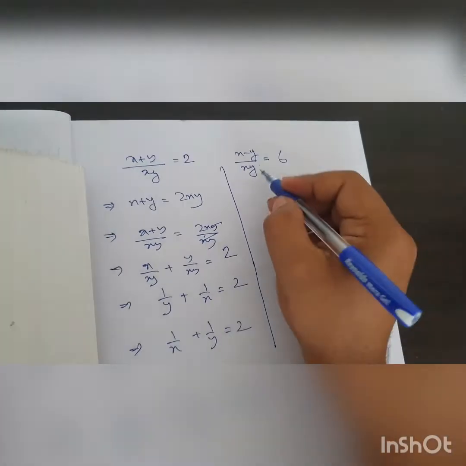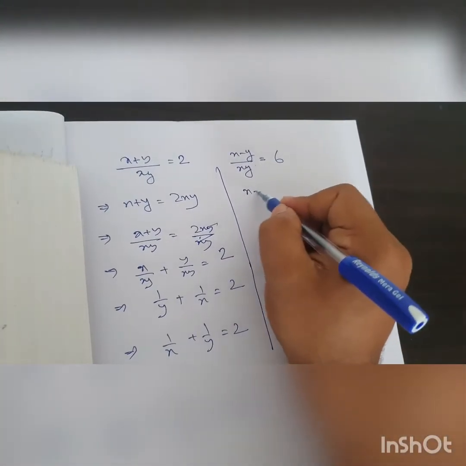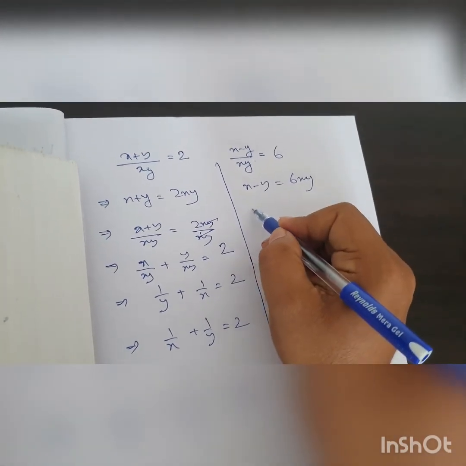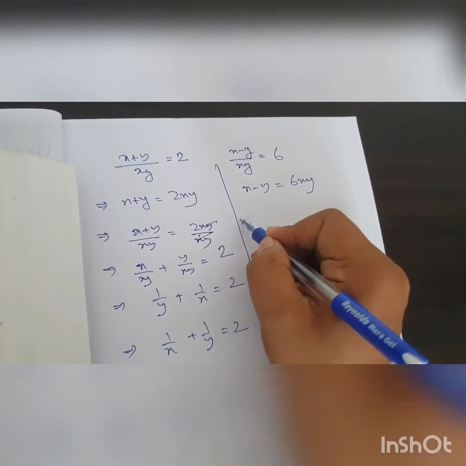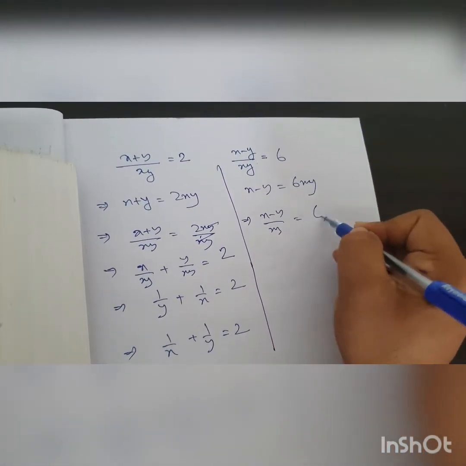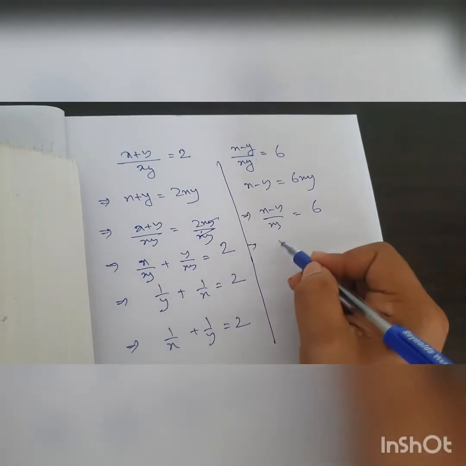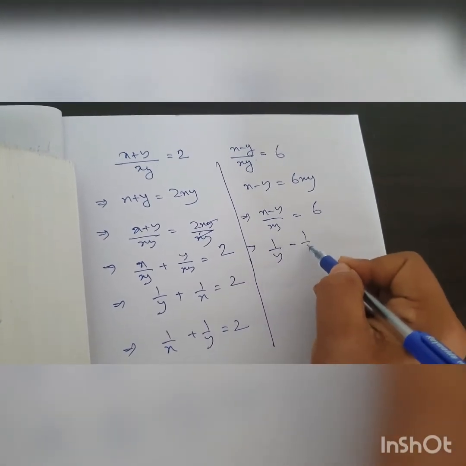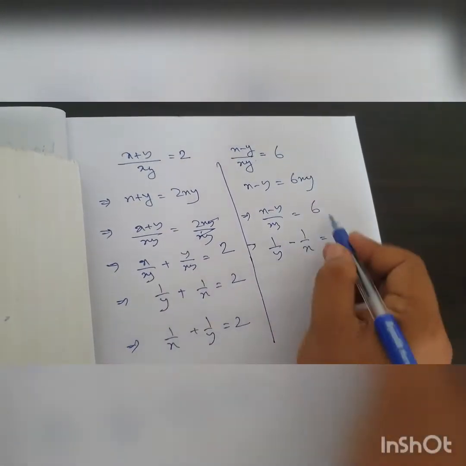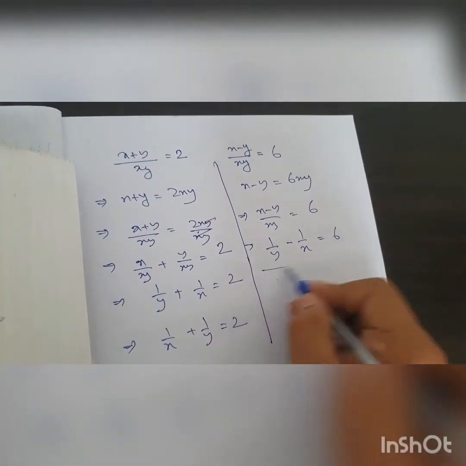Now here also basically you will get x minus y is equal to 6xy. Then if you divide it by xy, you will get (x minus y) by xy is equal to 6, because xy will be cancelled. Here you will get 1 by y minus 1 by x is equal to 6, because if you separate it and do just this step here, you will get this only. So you get two equations like this.